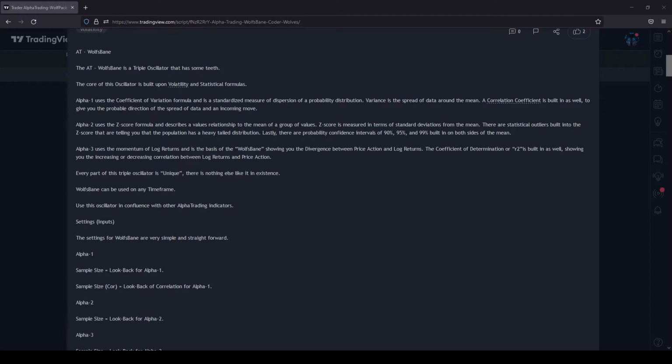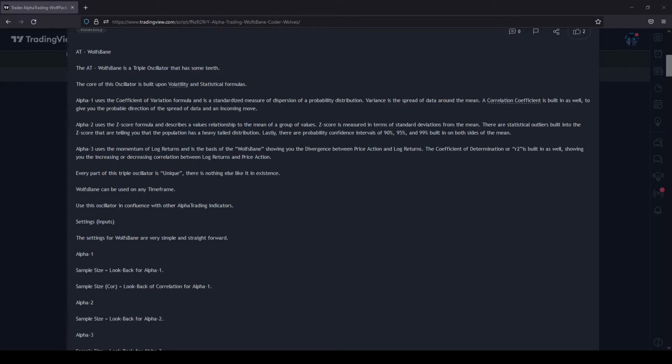Alpha 2 uses the z-score formula and describes a value's relationship to the mean of a group of values. Z-score is measured in terms of standard deviations from the mean. There are statistical outliers built into the z-score that are telling you that the population has a heavy-tailed distribution. Lastly, there are probability confidence intervals of 90, 95, and 99% built in on both sides of the mean, which you'll see on the indicator with the lines on the top and the bottom.